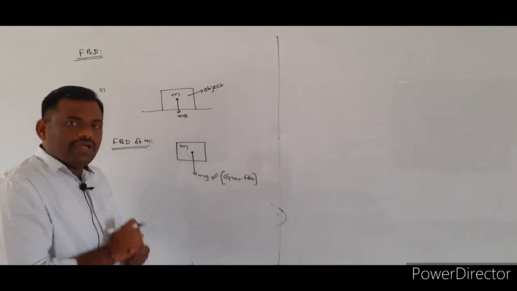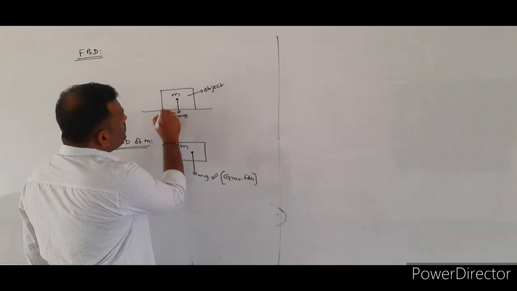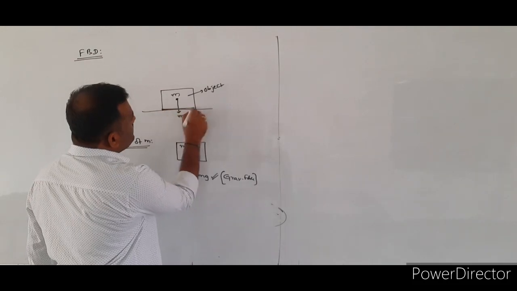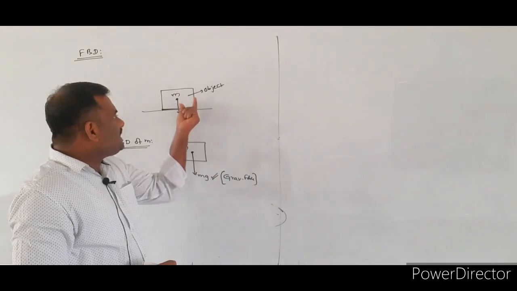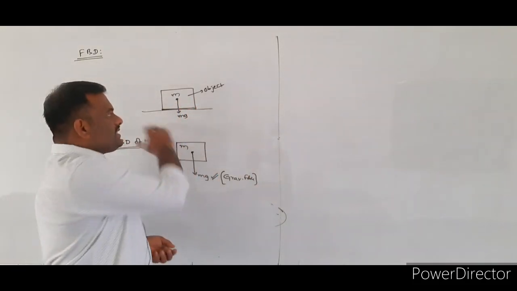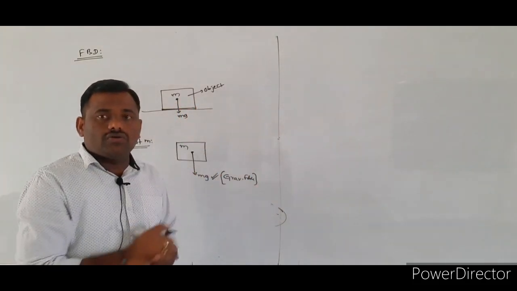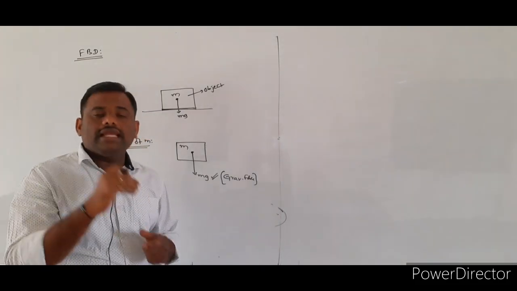Next, whenever the object is placed over the horizontal surface, the object's bottom surface and the surface of the table or the ground will be in physical contact.